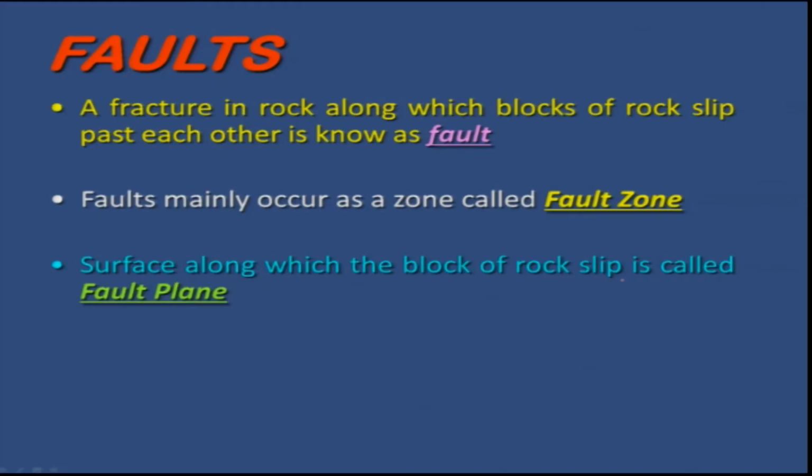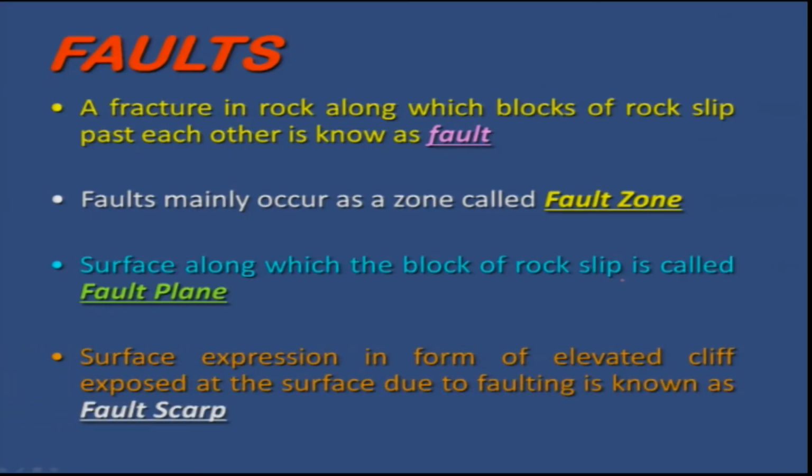So this we will see when we are talking about the parts of the faults. Surface expression in the form of an elevated cliff, exposed at the surface due to faulting, is termed a fault scarp. These are all terms which are extremely important for us: the fault zone, fault plane, and the fault scarp. So during deformation, or during an earthquake, there will be displacement, and that displacement is reflected on the surface, and that surface expression is termed a fault scarp.